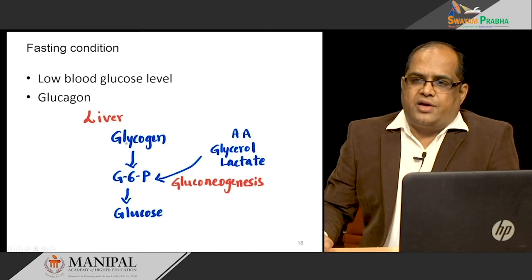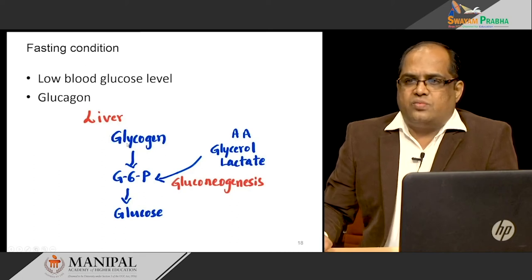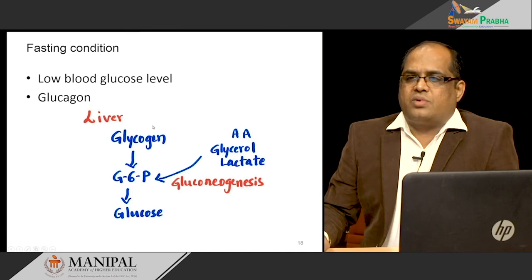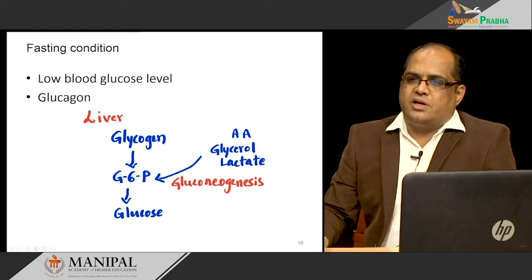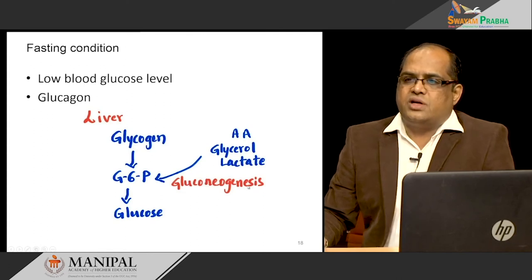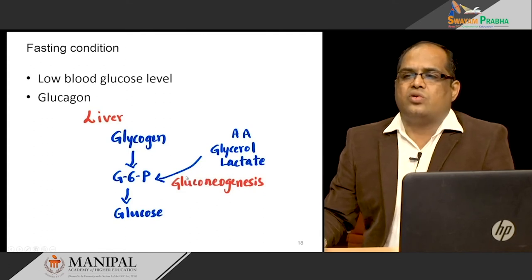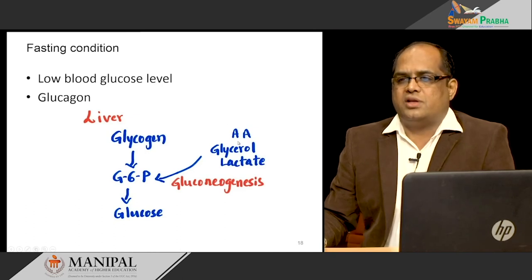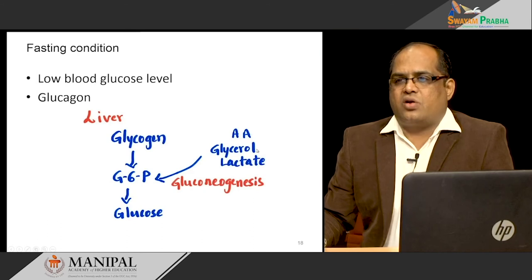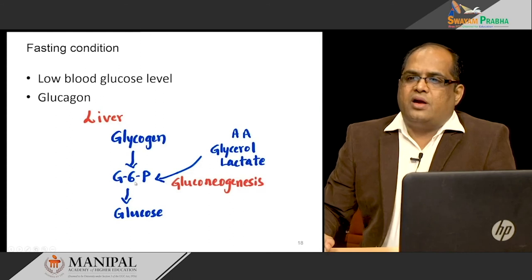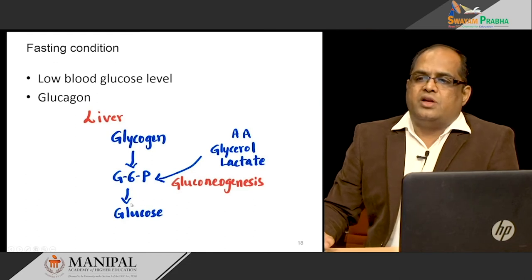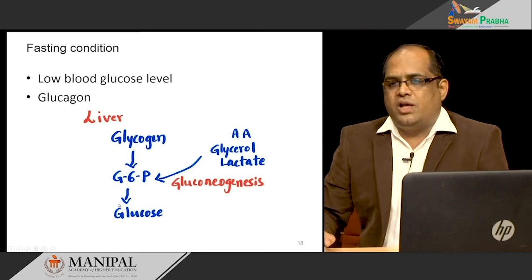But as the glycogen store is not large in the liver, only a limited amount of glycogen is stored. So, there is another alternative pathway that is active in the liver, gluconeogenesis, that is, synthesis of new glucose: neo means new and genesis means synthesis. Synthesis of new glucose from non-carbohydrate sources like amino acids, glycerol and lactate. These molecules enter this gluconeogenetic pathway and help in synthesizing glucose, and this glucose is used by the tissues which are dependent only on glucose.